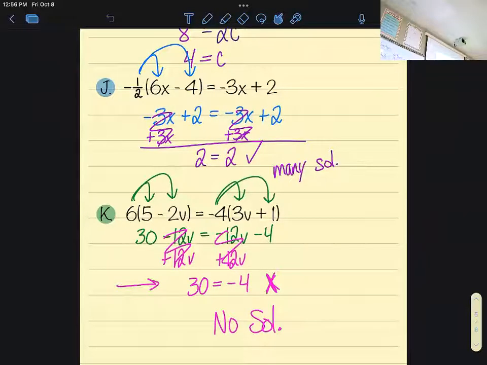All right. Yesterday, we were solving equations with variables on both sides. If you weren't here, the first part of the lesson's been recorded. We're going to finish it up today.